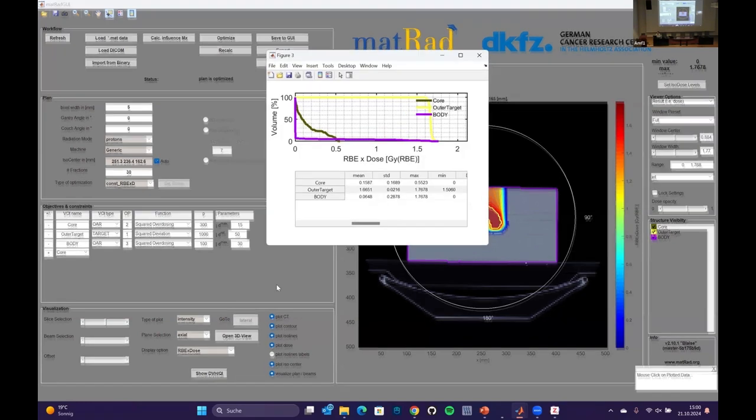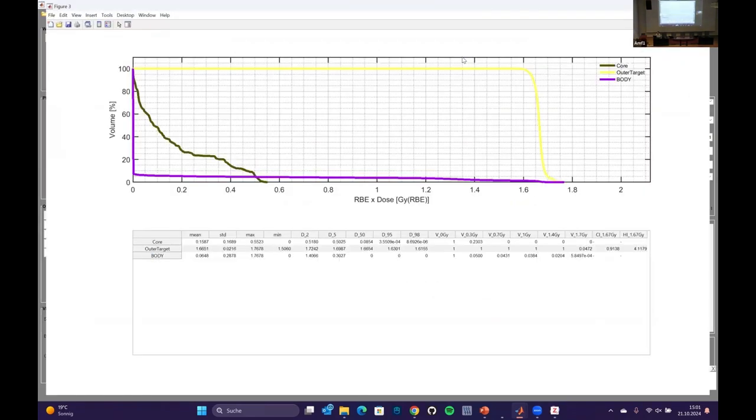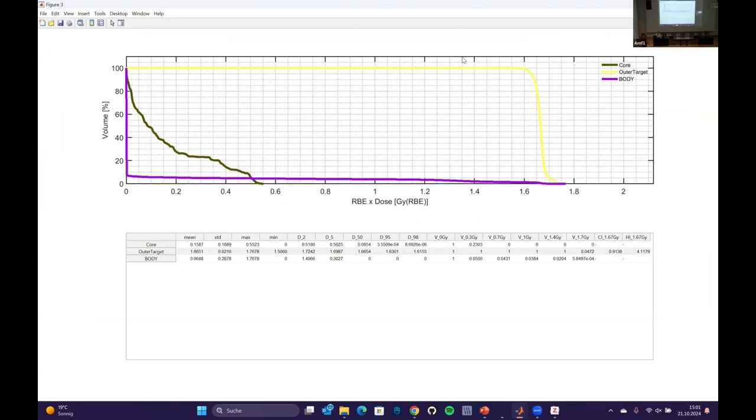And if I open my DVH, this already looks much better than everything I achieved with 5 photon beams before that. There is a question in the chat. It says, is there any way to change the dimension of the beam cross-section? And how did you plot the proton beamlet?